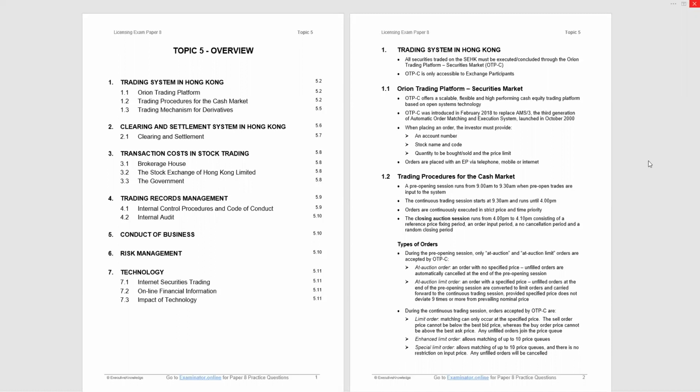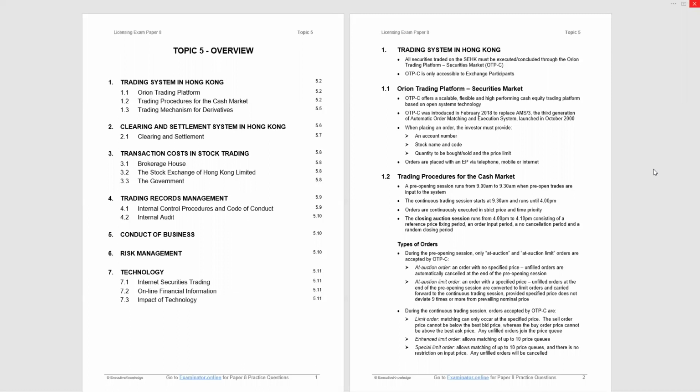Now, trading procedures for the cash market. Well, there's a pre-opening session from 9 to 9:30 and a continuous trading session which starts at 9:30 and goes on to 4 p.m. And we have a closing auction session from 4 to 10 past 4.